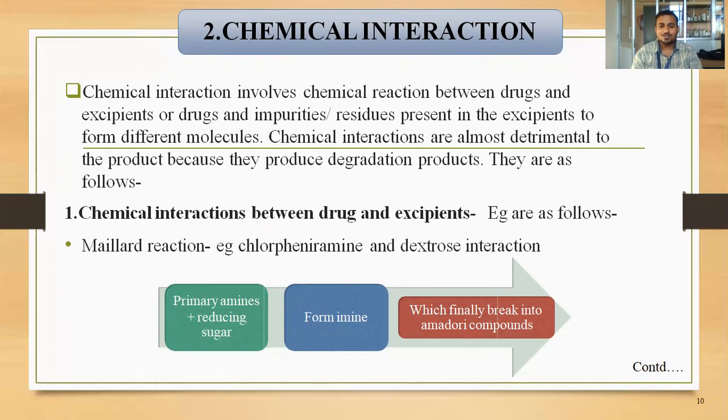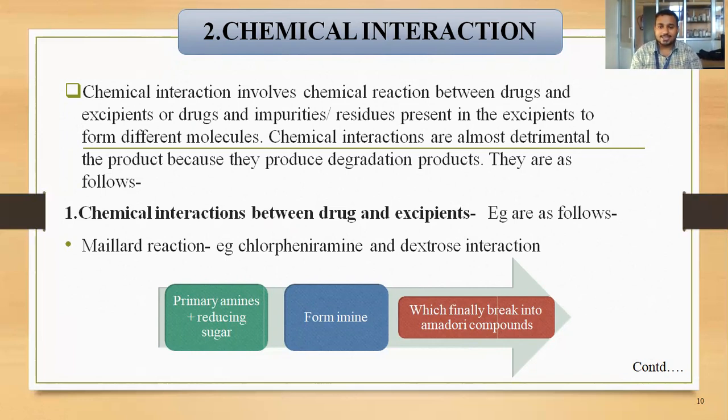There follow some examples. So how can you determine the chemical imbalance? By the production of some residues or impurities. If all the drugs and excipients you are taking are in pure form, but after compiling it shows some residue or some impurities, that means some chemical interaction occurs.